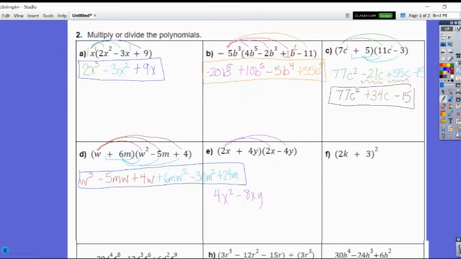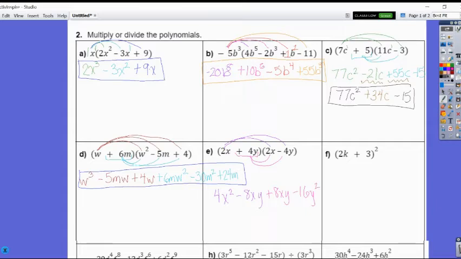Now some more multiplication happening in there. The positive 4y times 2x. Positive 4 times 2 is positive 8, and then xy. And positive 4y times negative 4y. So positive 4 times negative 4 is negative 16. Y times y makes y squared.